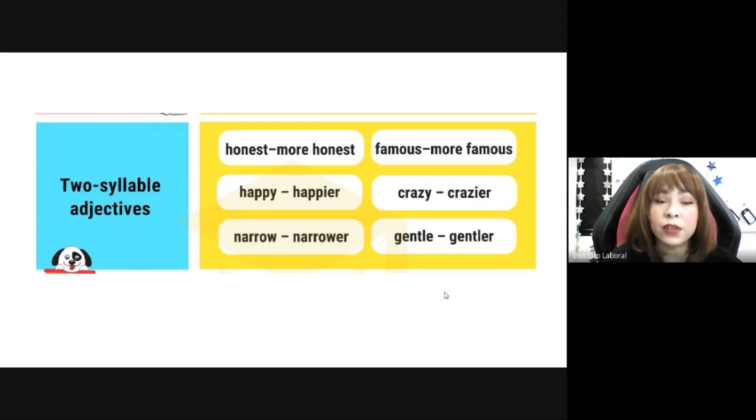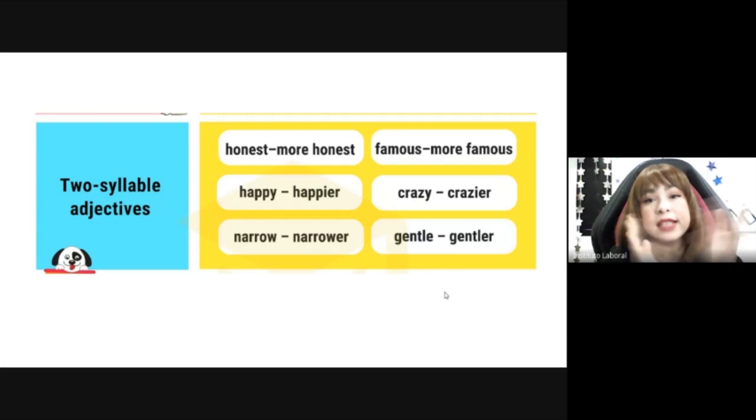In the case of a two syllable adjective ending in Y, we have to drop the Y and add IER. Happy, happier. Crazy, crazier. Narrow, narrower. Gentle, gentler.